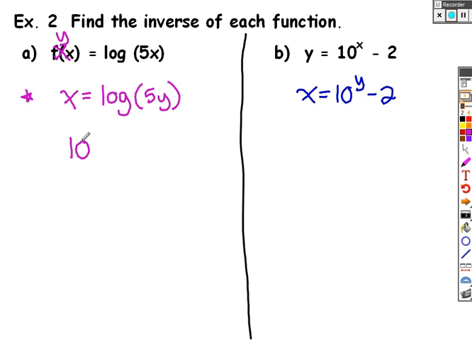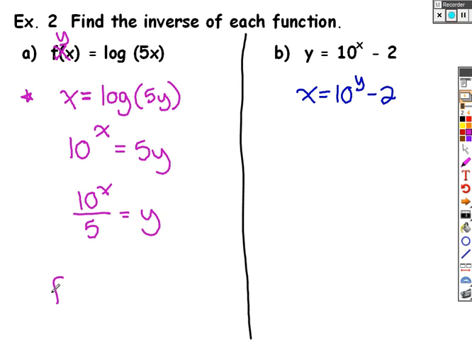The exponent, well, a logarithm is an exponent, so the exponent is x. 10 to the x should equal the argument, which is 5y. And now there's just one move left. If I want to get y by itself, divide by 5. And this is the inverse equation in y equals form.